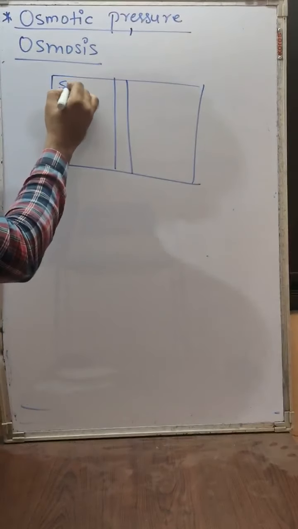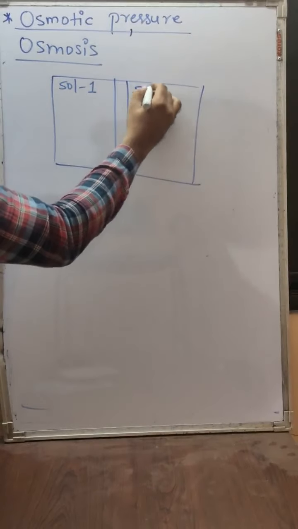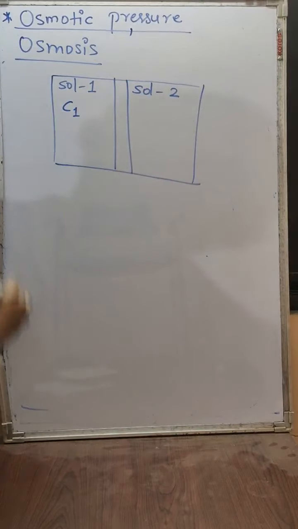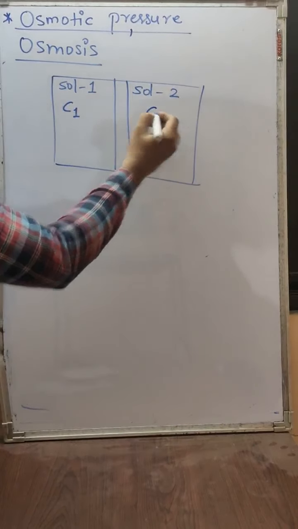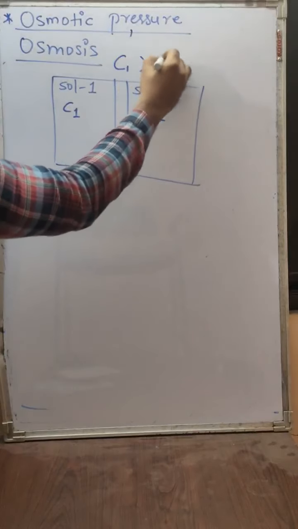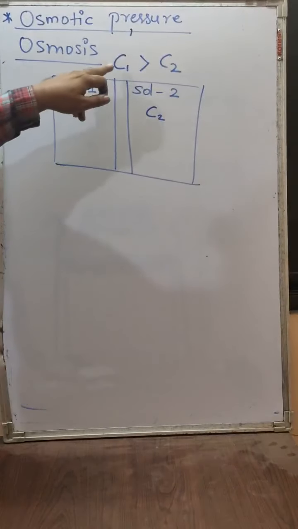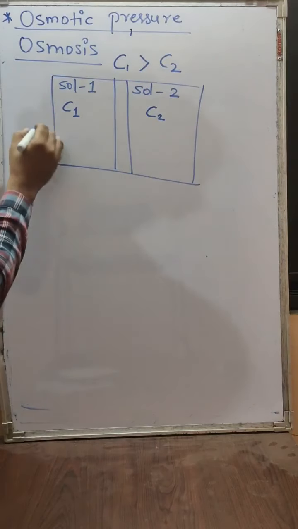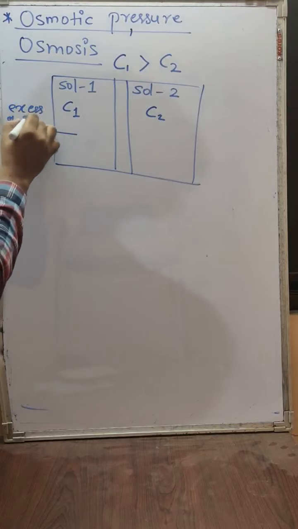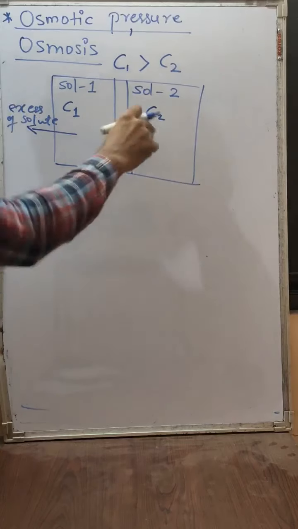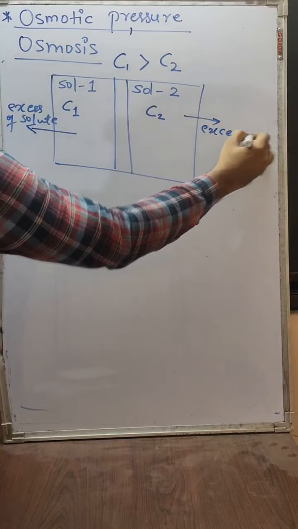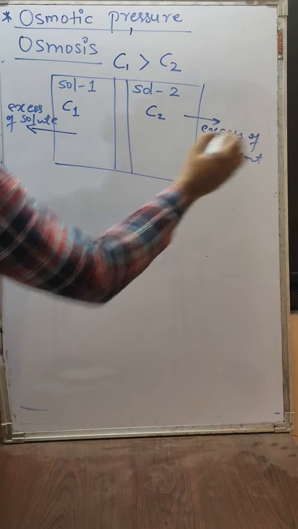One having, once again, a solution 1 and the second having a solution 2. Solution 1 having a C1 concentration and solution 2 having a C2 concentration. C1 is greater than C2. Concentration C1 is greater than C2 means here in C1 there is an excess of solid and in C2 there is an excess of solvent.